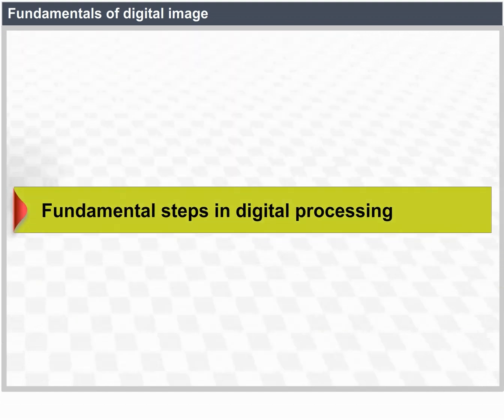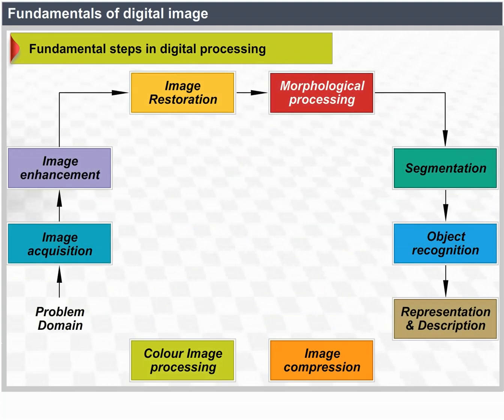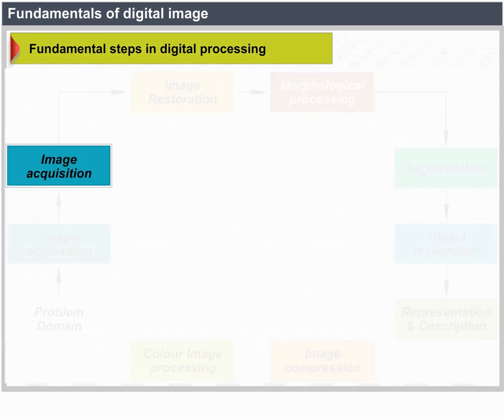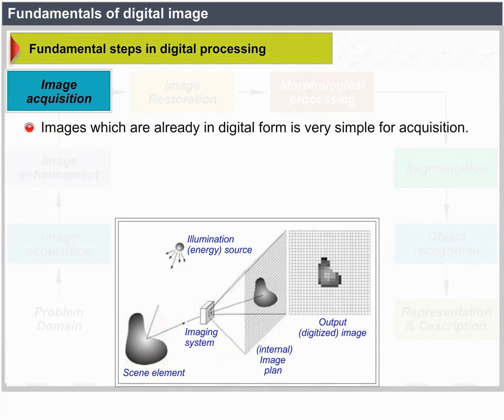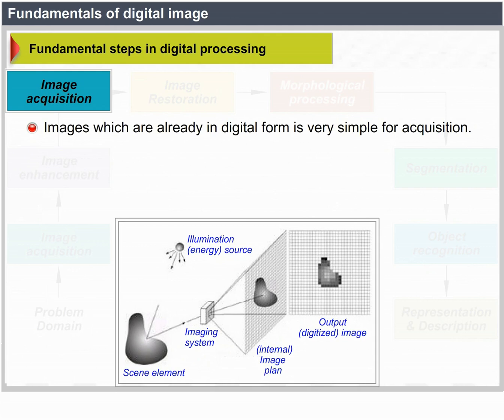Fundamental steps in digital processing. Please view the diagram. Image acquisition. Image acquisition is very simple. Images are already in digital form. It involves pre-processing, which is called scaling.